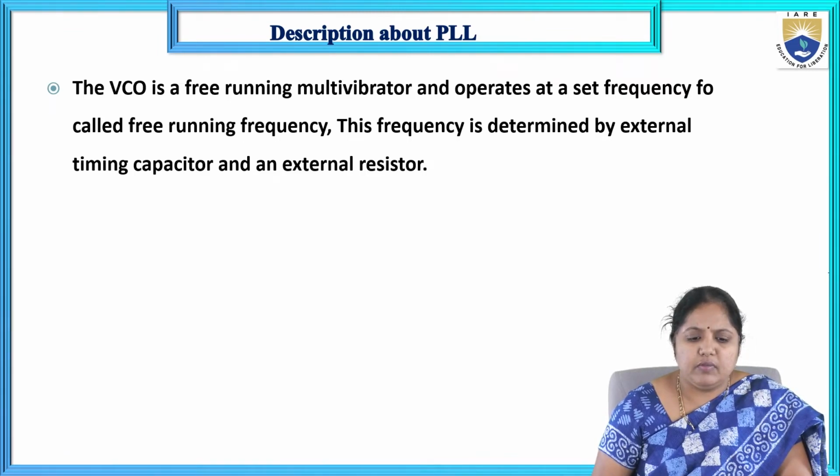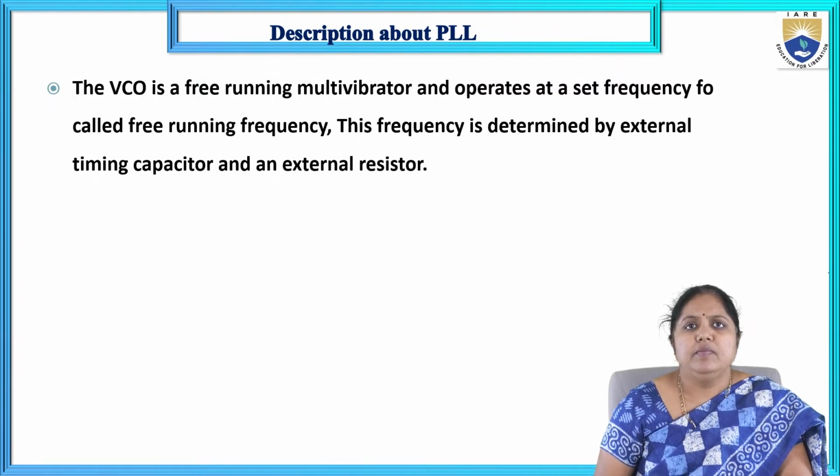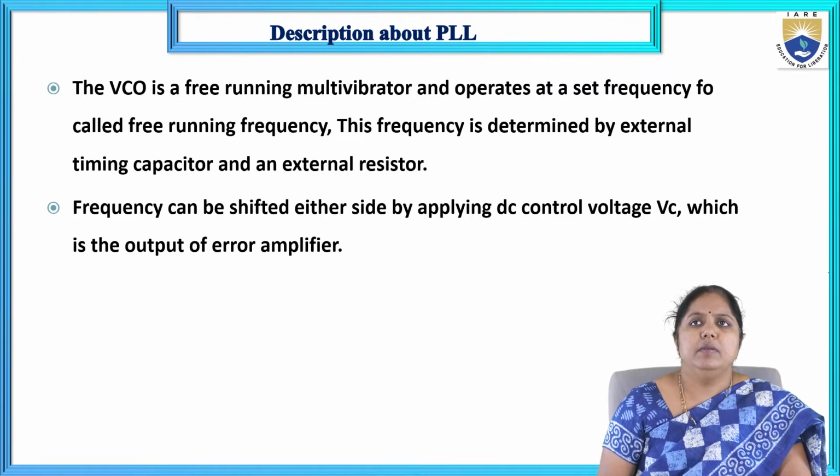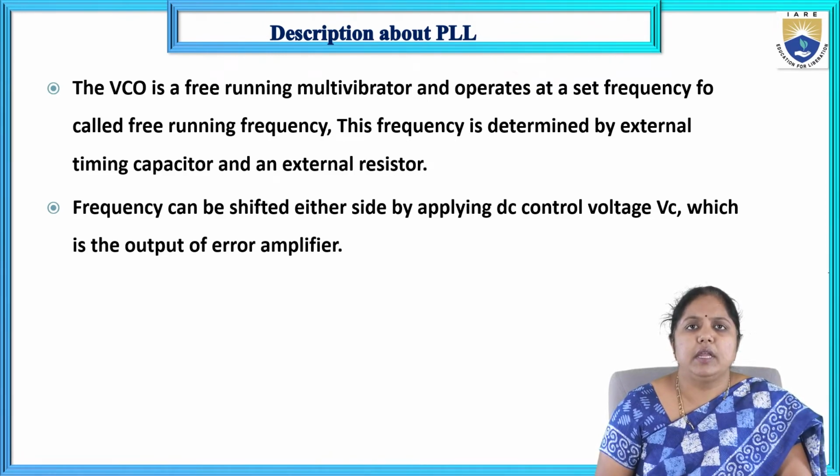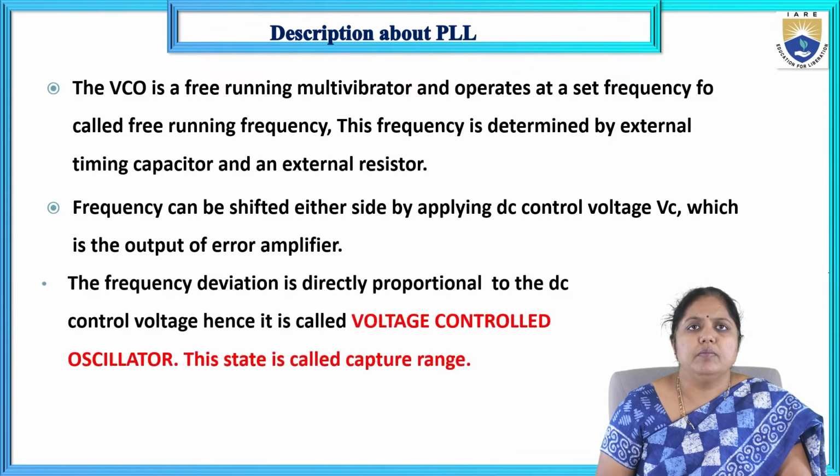If I go to the VCO, initially it is a free running multivibrator and it operates at a set frequency of F0. This frequency F0 is called the free running frequency. The free running frequency is set by external components such as a resistor and a capacitor. The frequency can be shifted to either the positive side or the negative side based on the control voltage VC, which is the output of the error amplifier. Here the frequency deviation is directly proportional to the control voltage VC value. Whenever the frequency changes happen, that range is called the capture range.